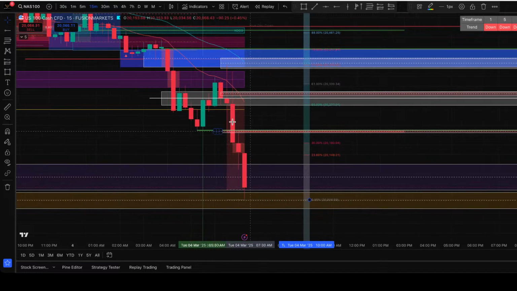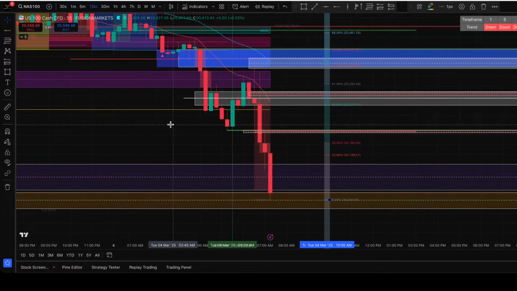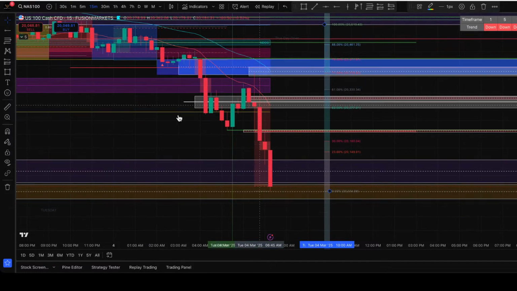So from the way they rallied, you could tell that they did not want anybody to get into this. We didn't manipulate down, so we couldn't have taken advantage of that buy. We didn't manipulate up, so we couldn't have taken advantage of that low, that sell-off. So they didn't really leave us with anything today. But at the same time, we didn't get trapped either.